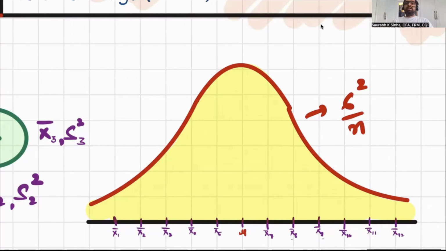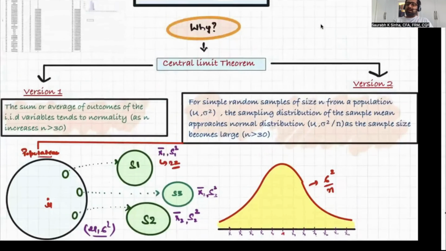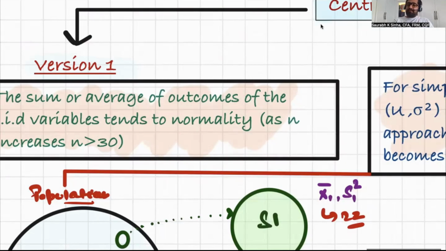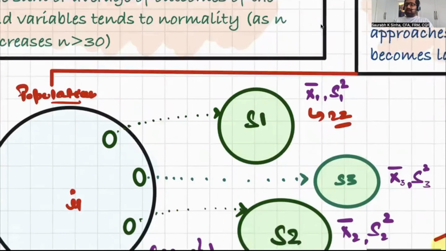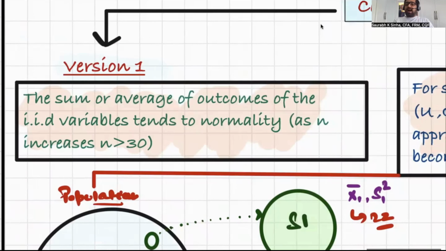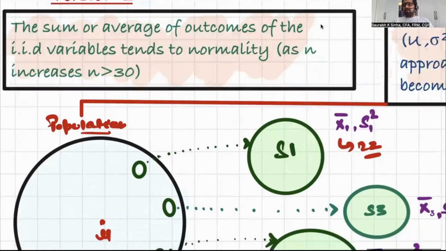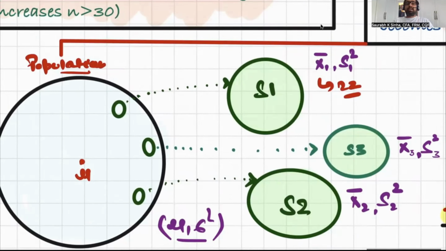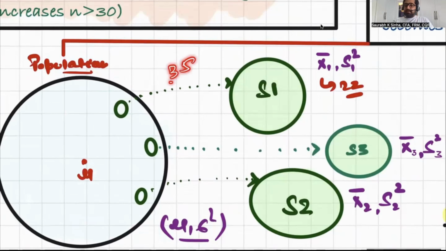Because there are three properties that got satisfied. Number one is sum or average. See, sum or average. What are you taking? The mean. What is mean? Mean is average. The sum or average of IID variables. Where are the IID variables? These are random samples. They are independent and identically distributed. Why are they independent? Because you're choosing them randomly. Why are they identical? Because the sample size is what? 35. Okay, the sample size is fixed and it is on what?